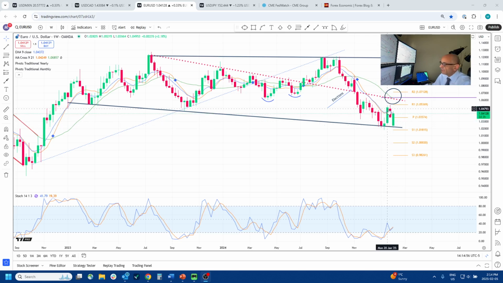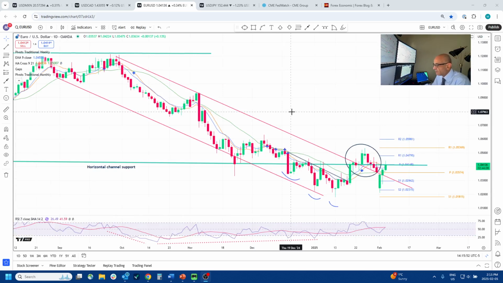It attempted to reverse back up, and then following the tariff news we saw Euro-Dollar falling back down, and then again it rose back up, as we can see on this week's candle, following the agreements to delay the tariff by 1 month.